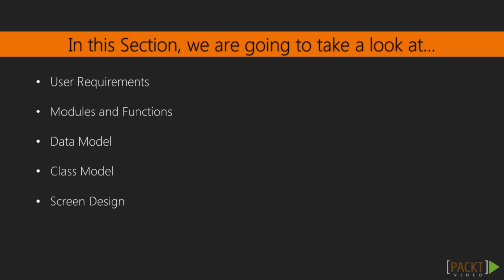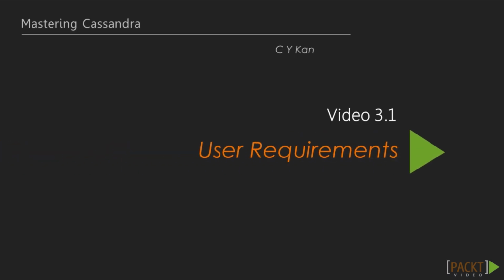We're going to start the design from the user requirements. Then we'll analyze the requirements, design the functions, and group them into packages. Then we'll design the data model and the class model respectively. Finally, we'll make the screen prototypes to complete the high-level Cassandra Web Trader. First, let's take a look at the user requirements in this video.